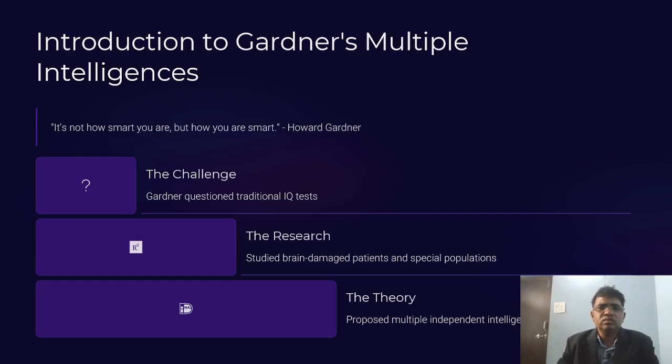Then introduction to Gardner's multiple intelligences. It is not how smart you are, but how you are smart. That is what Howard Gardner said. He proposed the theory of multiple independent intelligences. The research studied brain-damaged patients and special populations. The challenge: Gardner questioned traditional IQ tests. This is about Gardner's multiple intelligence theory.